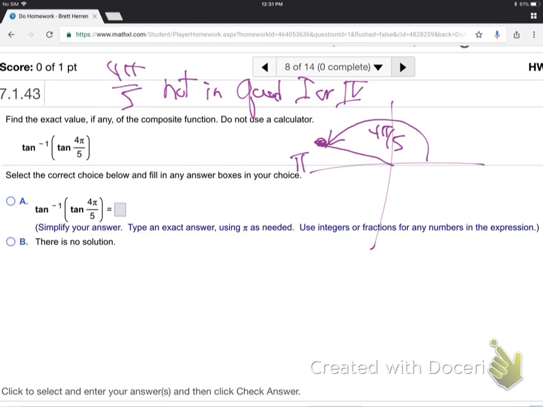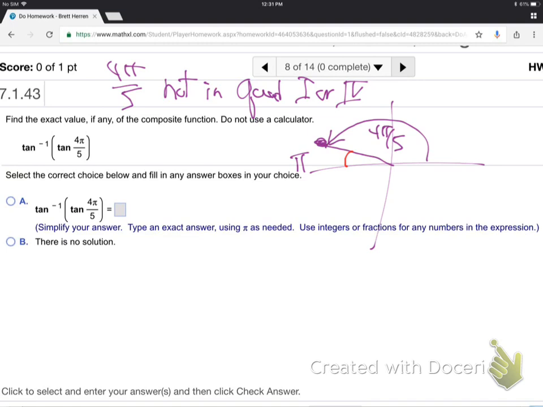Okay. So what am I going to do? I'm going to make the reference angle. What's this reference angle here? Yeah. It's 1/5 of a pi, isn't it? Right? And I got to make that. Now, which quadrant is it going to go back to? Is it going to go back to the first quadrant or the fourth quadrant?